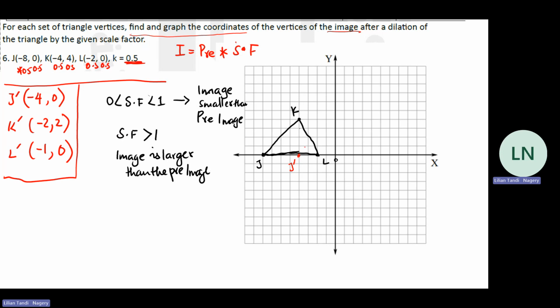Then K is negative 2, 2, which is here. K prime. And negative 1, 0, which is here, is L prime. Then with your marker, you join. Okay? So that's how your answer should look. And you notice, as it says here, your image will be smaller than the pre-image. The red shape is smaller than the black shape. Okay?